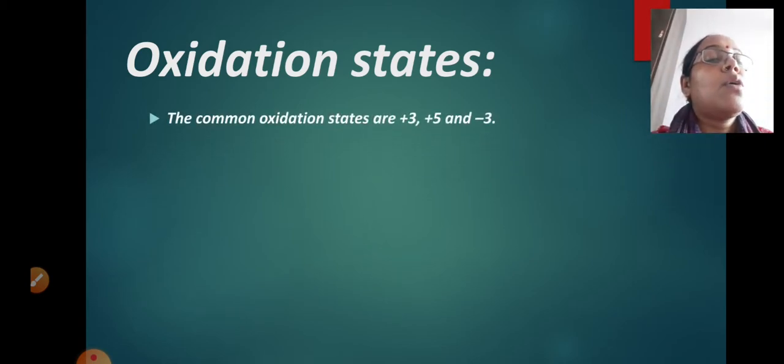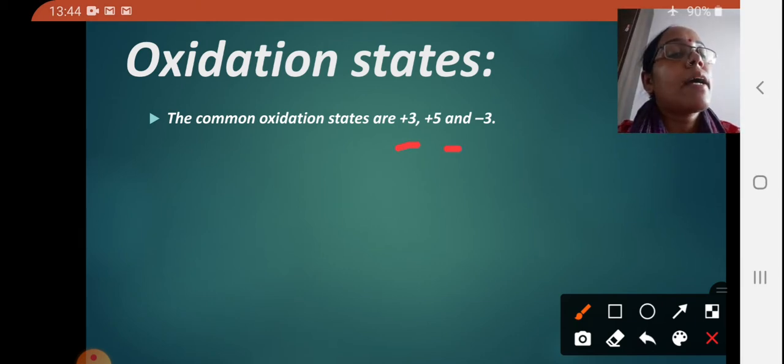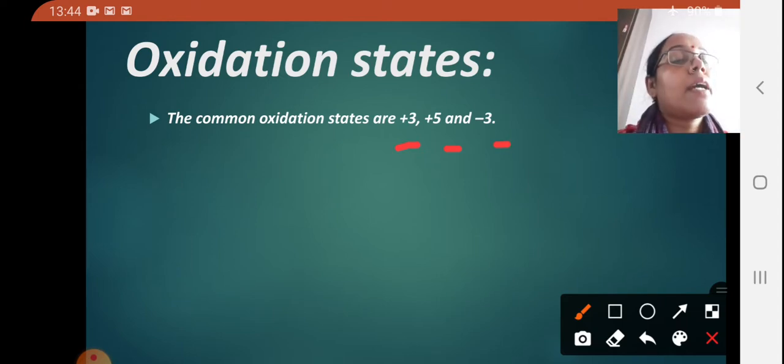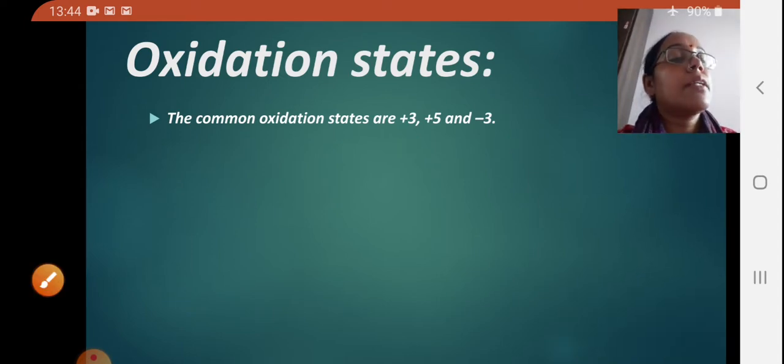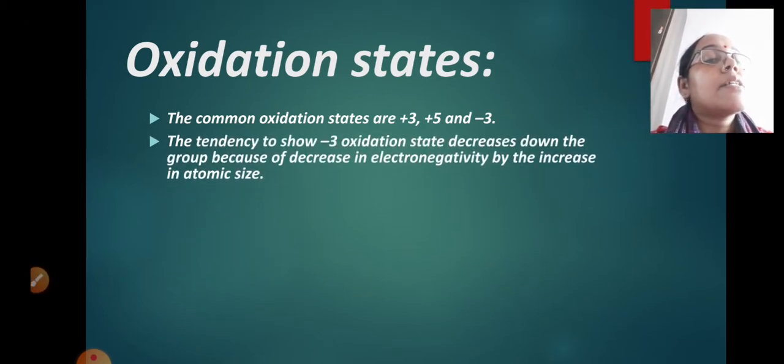What are the common oxidation states of group 15 elements? There are three common oxidation states of group 15, that is +3, +5, -3. These are the three common oxidation states of group 15 elements. Now, the tendency to show -3 oxidation state decreases down the group.